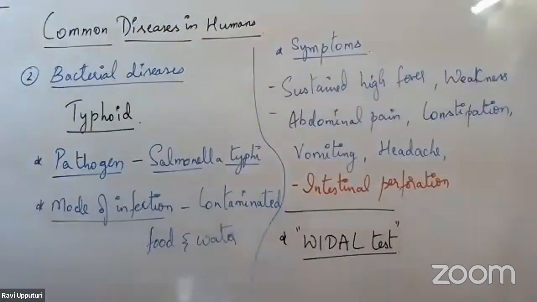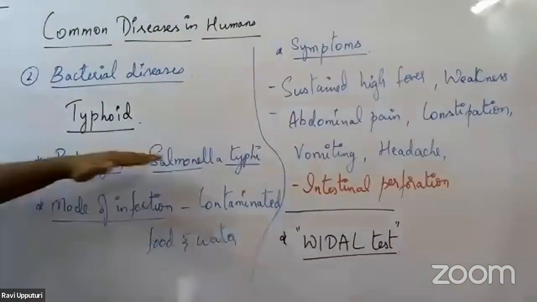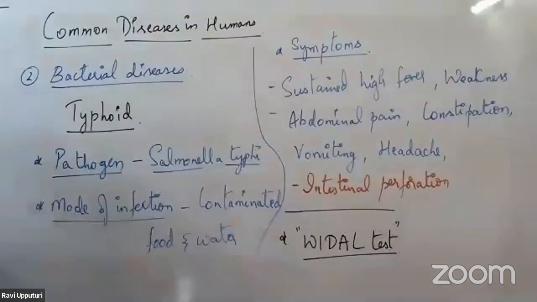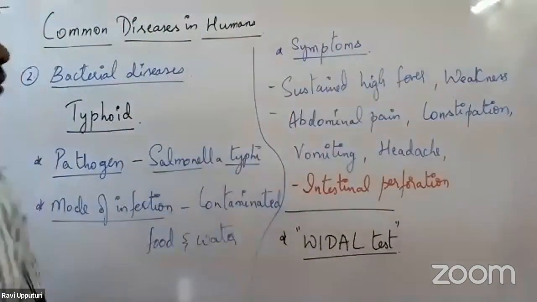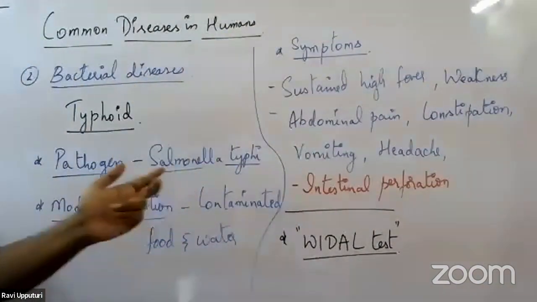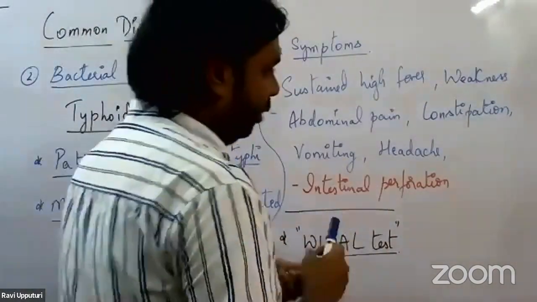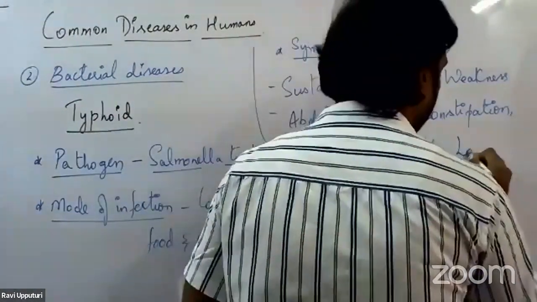So this is what we have with the second disease, which is typhoid disease. Causative organism, Salmonella typhi. Mode of infection, contaminated food and water, that is food and water contaminated by this organism called Salmonella typhi. Talking about symptoms: sustained high fever, weakness, abdominal pain, constipation, vomiting, headache, intestinal perforation, etc. And in severe condition, it would lead to the death of a person also. One more symptom can be included here. It is loss of appetite.